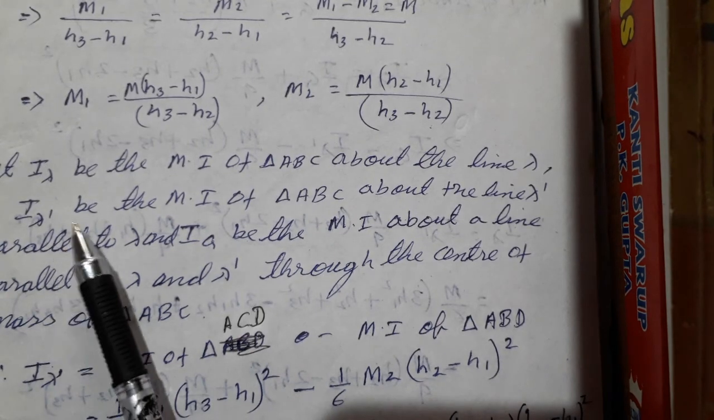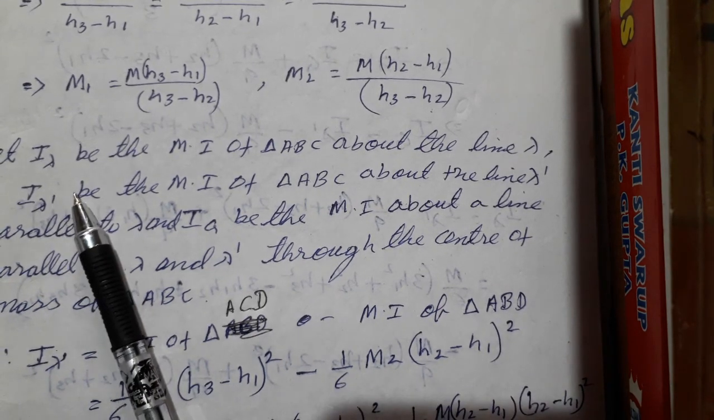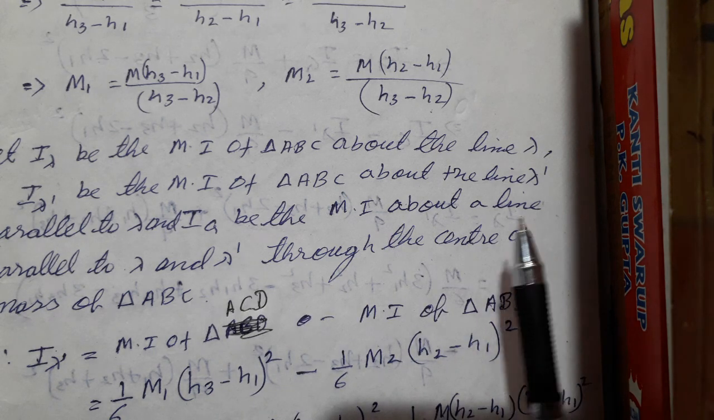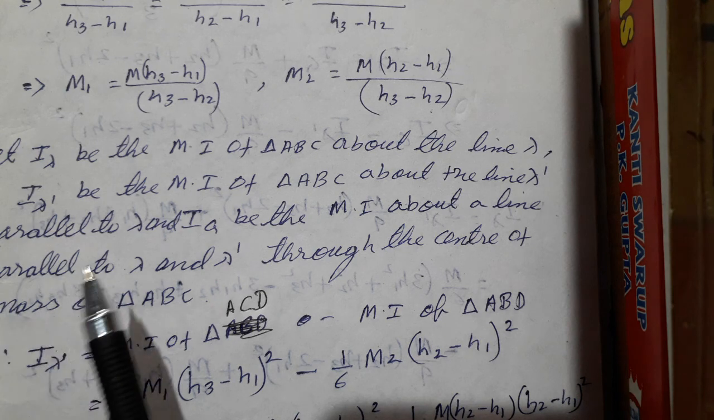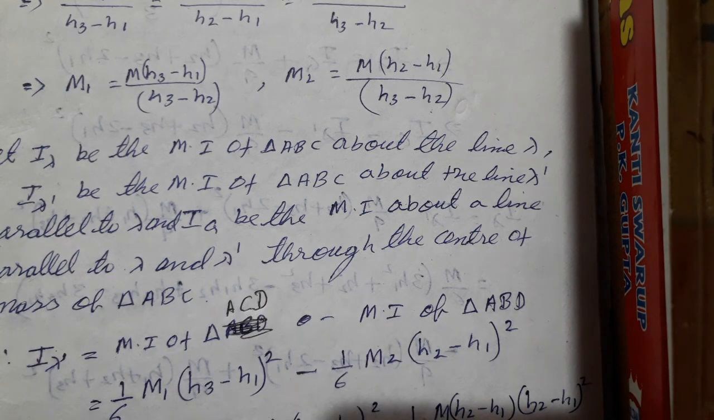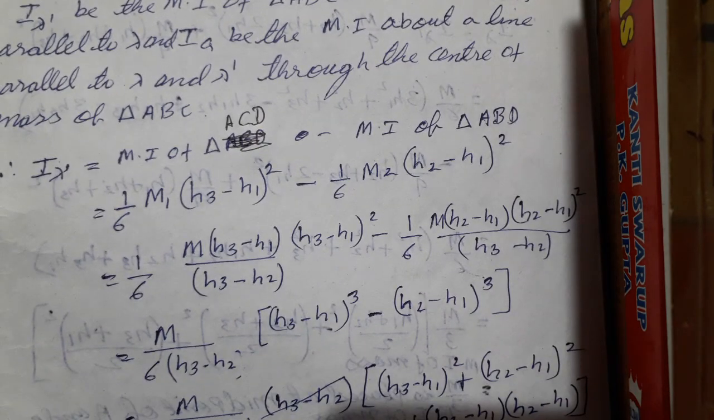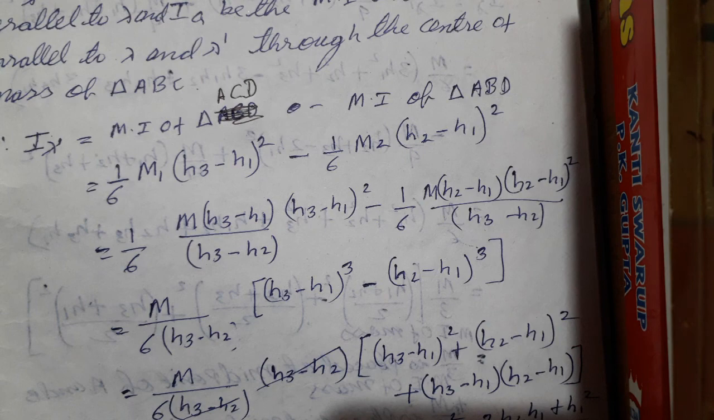I have explained in the beginning that I lambda is the moment of inertia of triangle ABC about the line lambda, and I lambda dash is the moment of inertia of triangle ABC about the line lambda dash. And Ig is the moment of inertia about the line through the centroid for triangle ABC. All these lines are parallel, so we can use the parallel axis theorem.